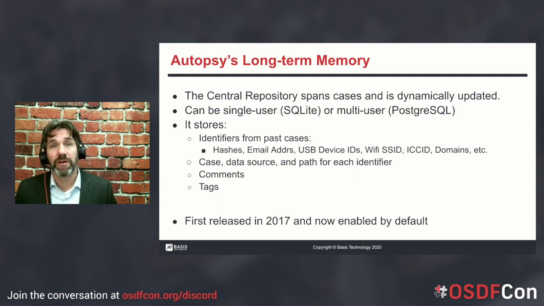So the CR stores a few things. It's going to store identifiers from your past cases, such as file hashes, email addresses, USB device IDs, Wi-Fi SSIDs, web domains, ICCIDs, a whole bunch of identifiers. There's an options panel. You can turn some of these off and on. If you feel more comfortable with hashes and less comfortable with ICCIDs, you can tweak these settings to enable or disable certain things. Along with each of those instances, we will also store the case name they came from, the data source name, and the path of the file they were found in. If you make a comment about that later on with tagging, we'll store that, as well as if you tag the file, we'll keep track of the fact that you marked it as notable or suspicious or whatever.